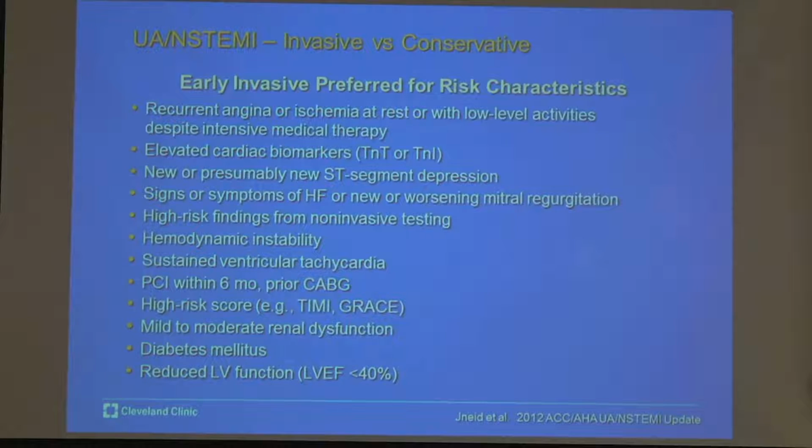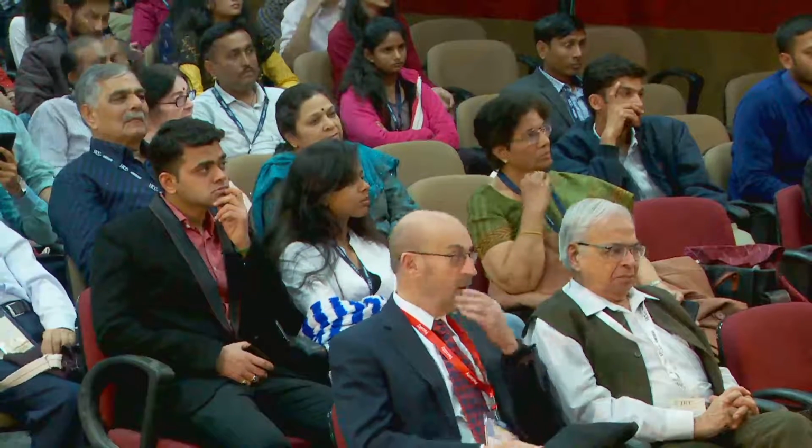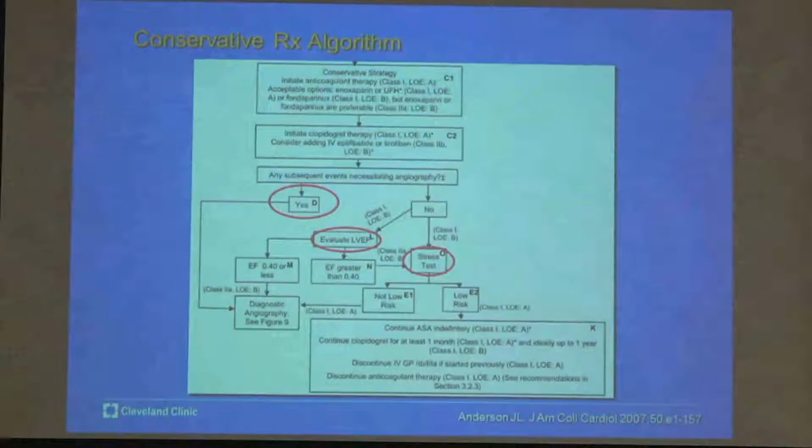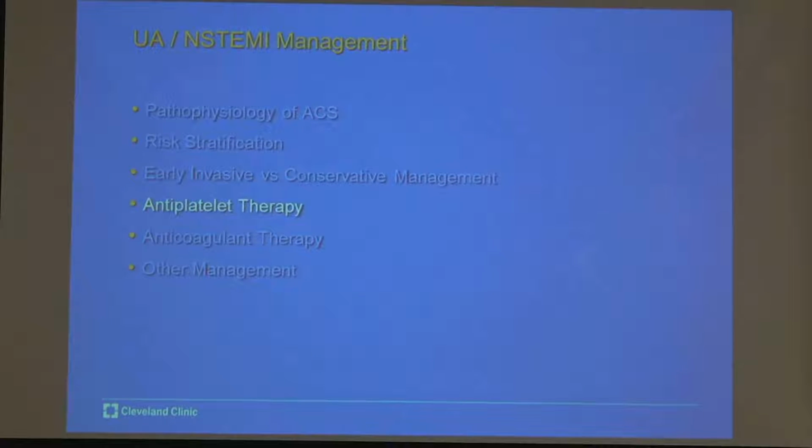And this is the list of things, and I can read it again, but I kind of highlighted most of them. These are all high-risk features. If you have patients with recurrent angina, heart failure, hemodynamic instability, VT, recent PCI, high TIMI or GRACE score, diabetes, decreased ejection fraction. This decreased ejection fraction is very important. If your EF is less than 40 and you are having unstable angina, these are the patients that are also considered extremely high risk, and you have to do intervention. So again, this is the guideline which is again stressing the importance of low ejection fraction.